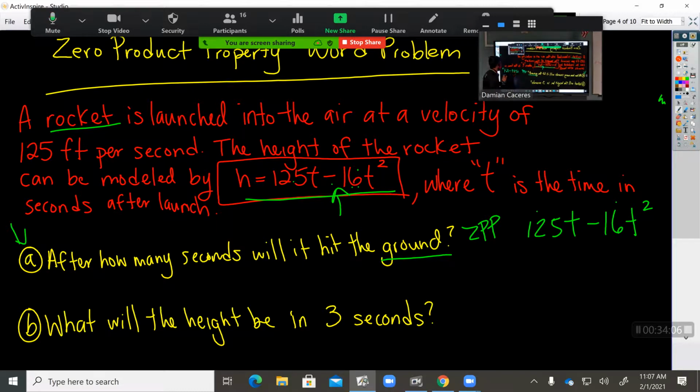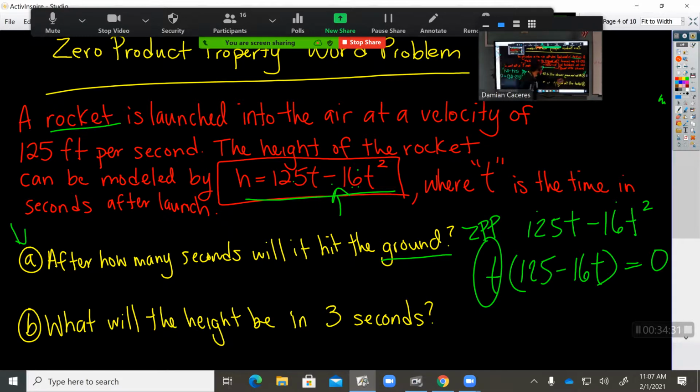What's the only thing they have in common? A t. So we got a t outside. What's left in there? 125 minus 16t. You with me? Now make each factor equal to 0. What's the first factor you see here? T. So t equals 0 is one answer.